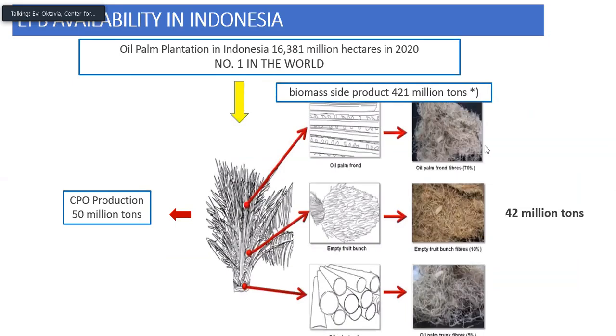About EFB availability in Indonesia: we are number one in the world in oil palm plantation, with around 16.381 million hectares in 2020. We also produce biomass as a side product. The side product of EFB, around 10%, is similar to 42 million tons. And this is a huge problem in Indonesia. That's why we think to consider utilizing EFB as pulp.